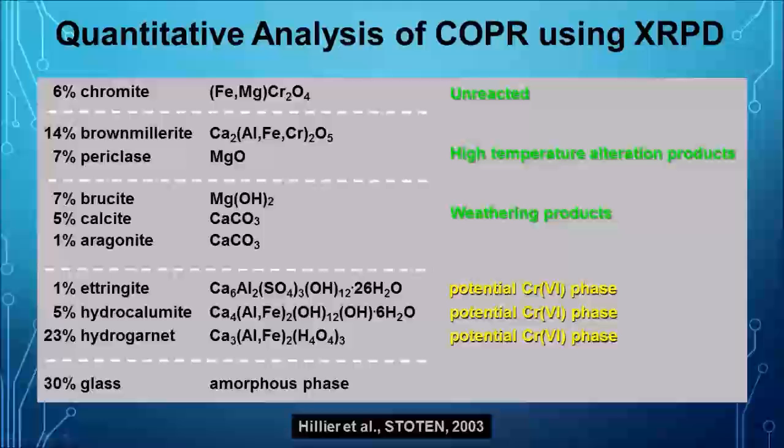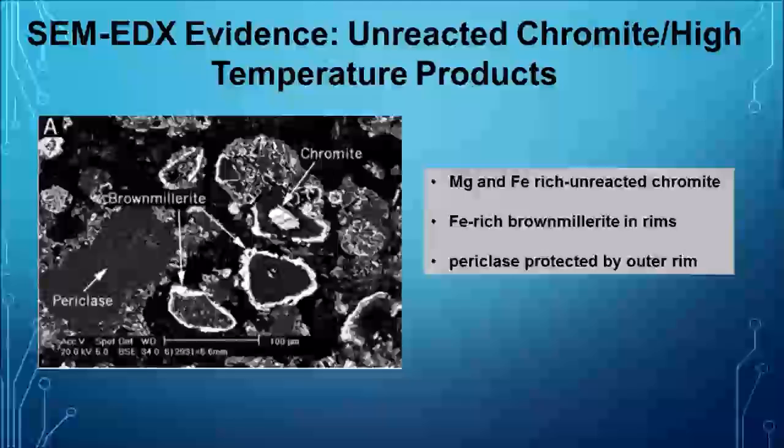Then we have a category which are high temperature alteration products, typical things that you would expect from roasting of a material. And then there's another category of weathering products, and then I've picked out a special one of potential chromium-6 phases. So we have that based on how well we have done that fitting process with the X-ray diffraction. But we'd also look to obtain additional evidence that we are on the right lines with that. And we use scanning electron microscopy for that purpose.